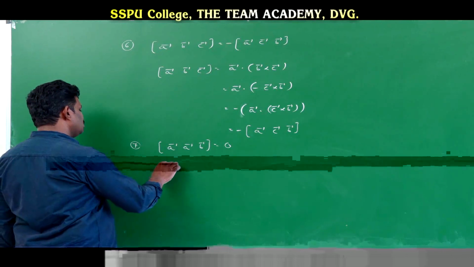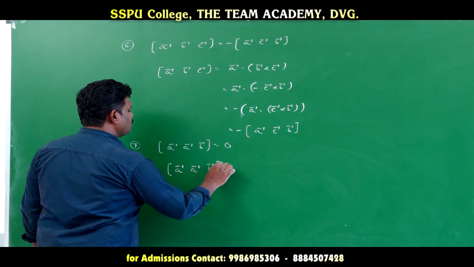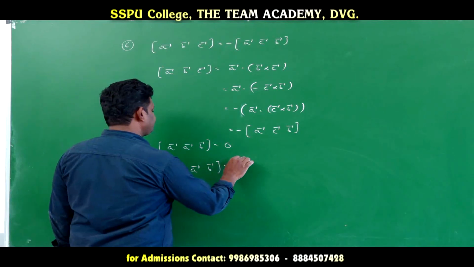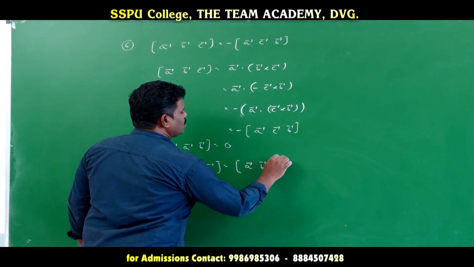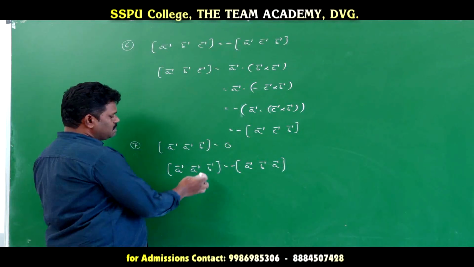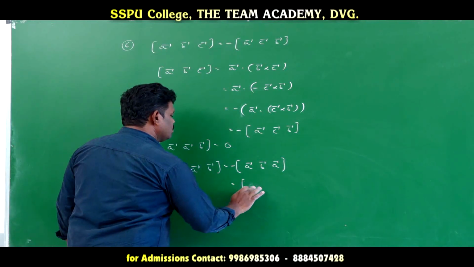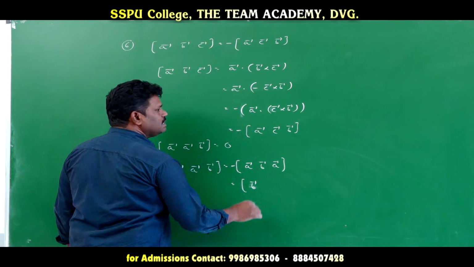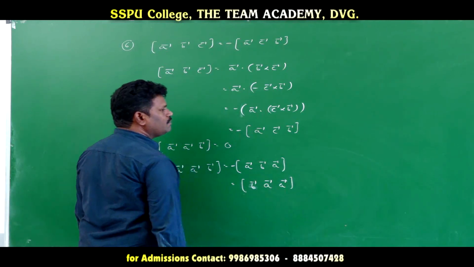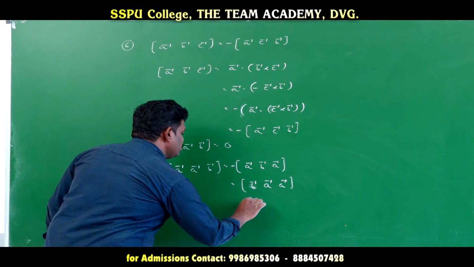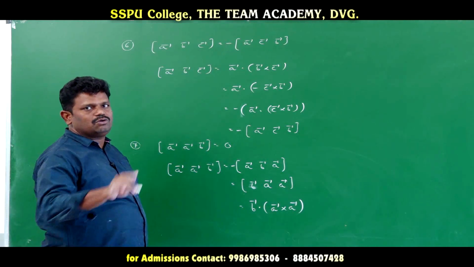Now how do we prove that value, box of a bar, a bar, b bar? First we interchange these vectors: box of a bar, a bar, b bar becomes minus box of a bar, a bar, b bar. Again if you interchange this one, then the negative becomes positive. Any same vector crossed with itself means that cross product is equal to 0.